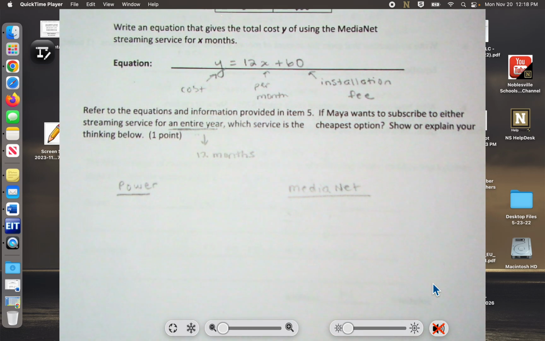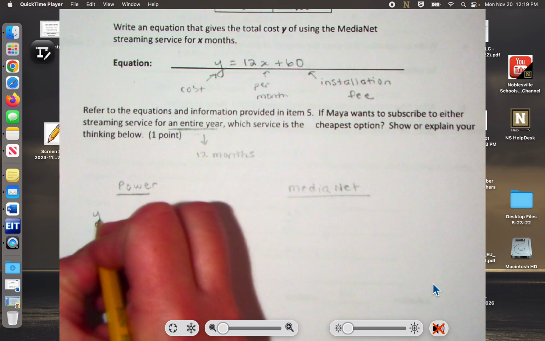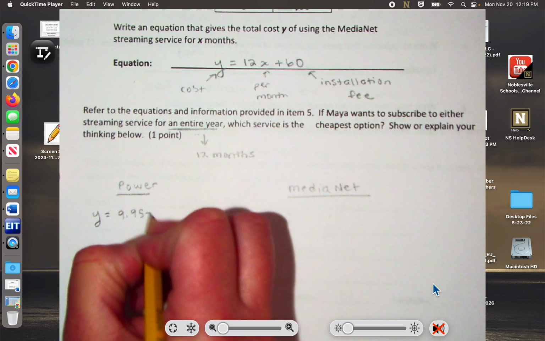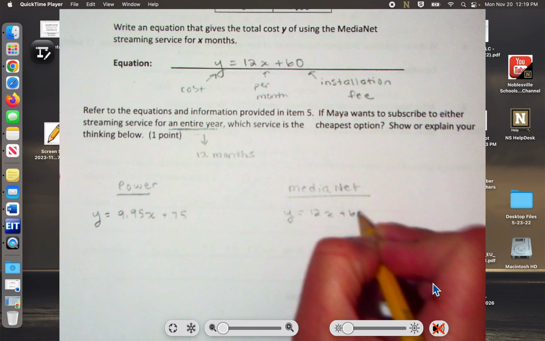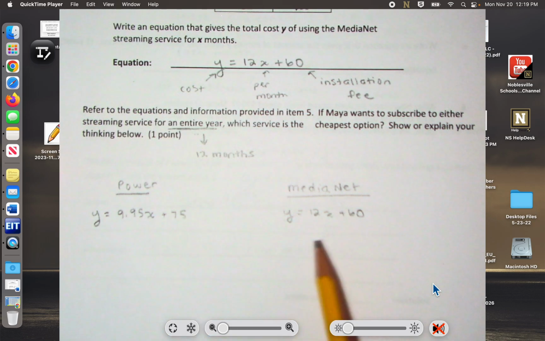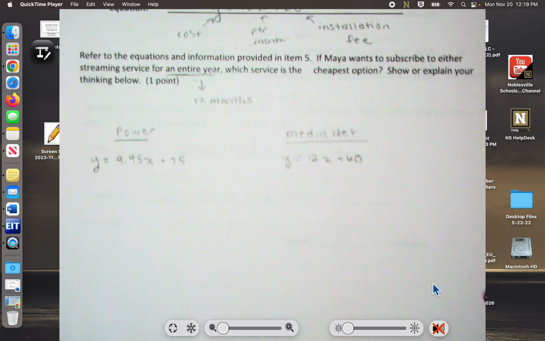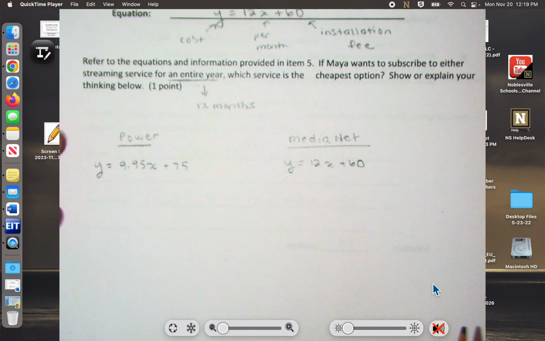So now I'm going to figure out which one's cheaper. Right? Do you know, Dexter? Which one is it? The first one you think is the best? Okay. Vlad, do you agree? Okay. Here's how I'm going to check that. I'm going to use my equation for both of them. And I'm going to replace x with what? I'm going to replace x with 12 because it's 12 months.